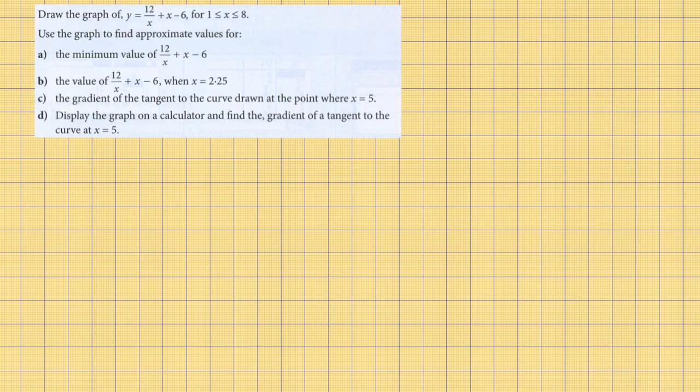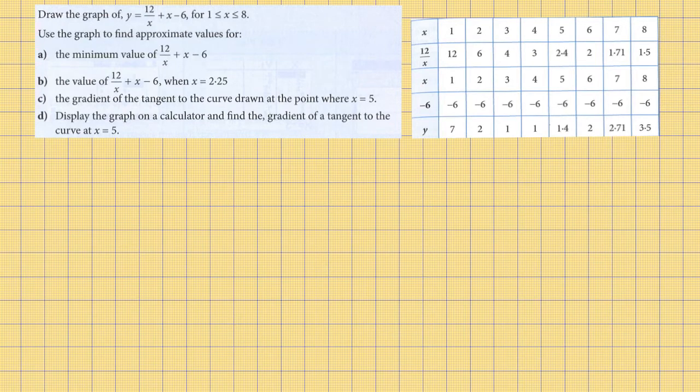The first thing you need to do is to draw a table of values for the graph. Here is a table of values for the graph. If you look at the table very carefully, you'll notice that there is a big difference between the values for y for the x values 1 and 2. Because of this, it might be a wise idea to work out the value for y when x is 1.5.